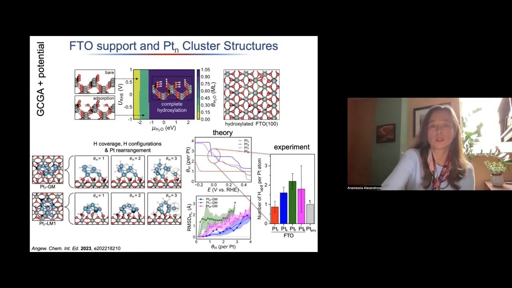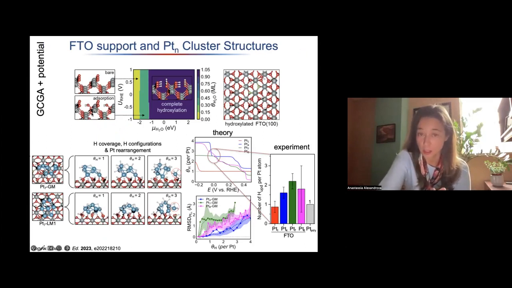So first, this is a busy slide, the results of our modeling. First things first, we need to see what the state of the support is in the reaction conditions. And what can happen is that it can undergo hydroxylation. So here I'm sampling the OH content on the surface. You see there are fluorines, it's tin oxide with a little bit of fluorine. And it's a very abrupt change.